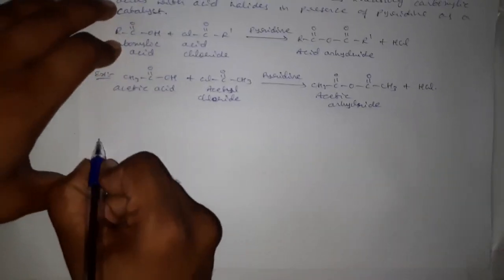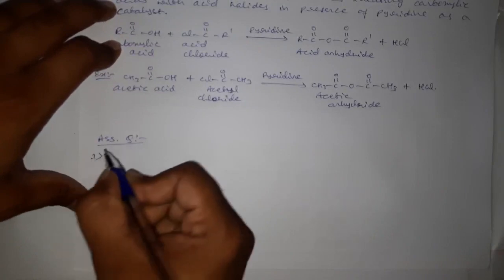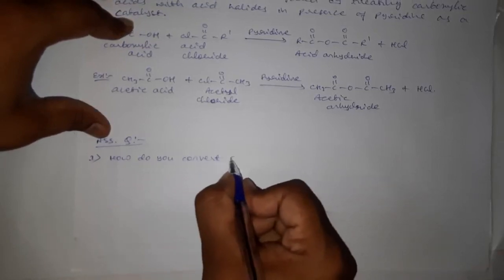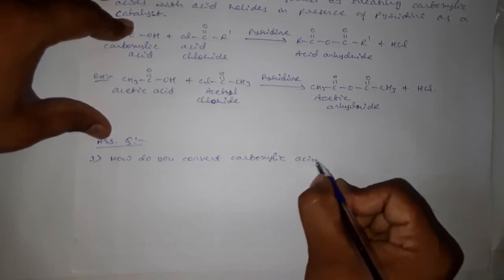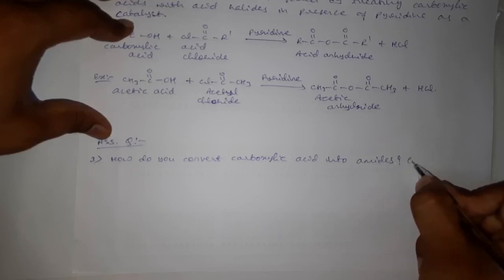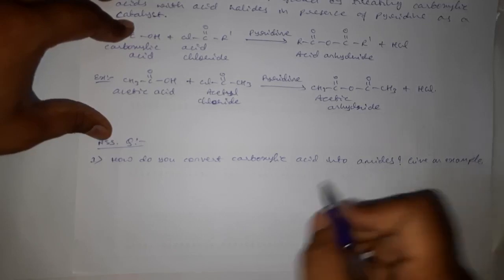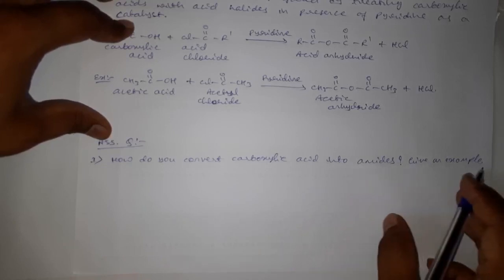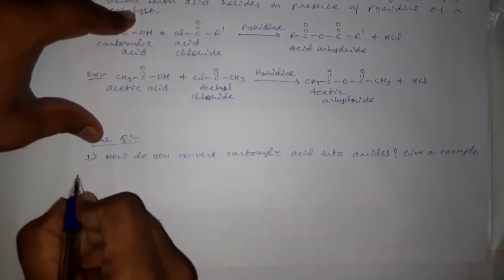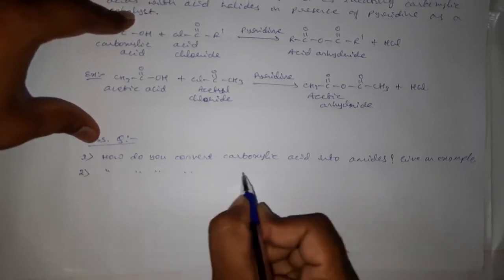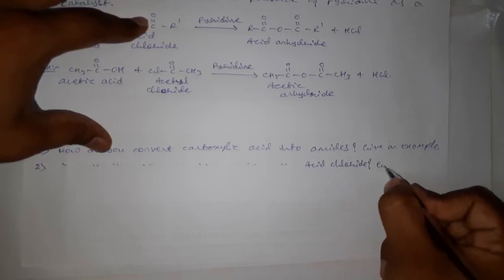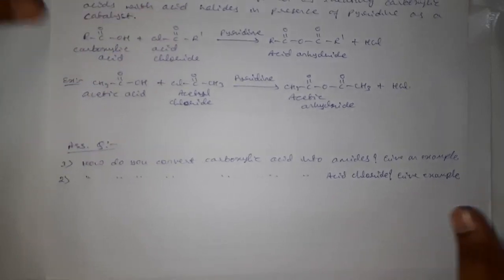Okay, now take assignment questions. How do you convert carboxylic acids into amides? Give an example. This is assignment question number 1. Then the second assignment question is, how do you convert carboxylic acids into acid chlorides? Give an example. Okay, these are the two assignment questions.